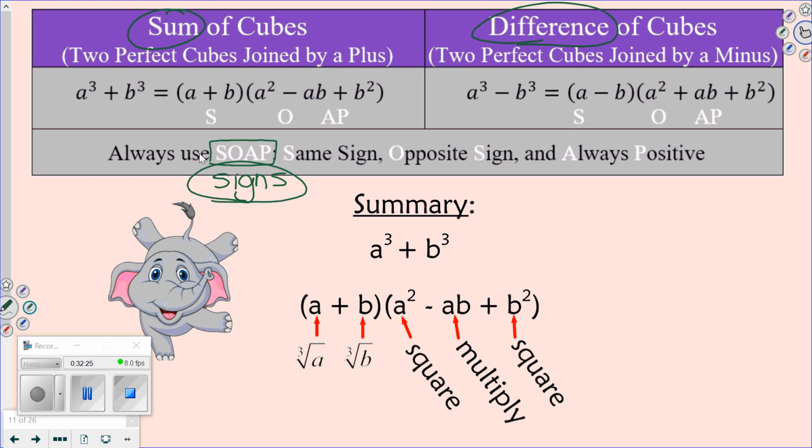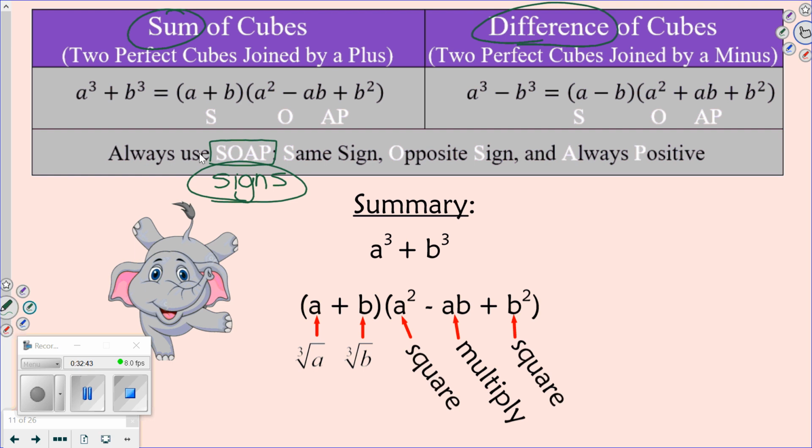Oh, so bad. But anyway, always use soap in real life, in the bathroom, things like that, and here. Okay? So make sure you use SOAP, which stands for same sign, opposite sign, and then always positive. That's what that stands for. Same sign, opposite sign, always positive.